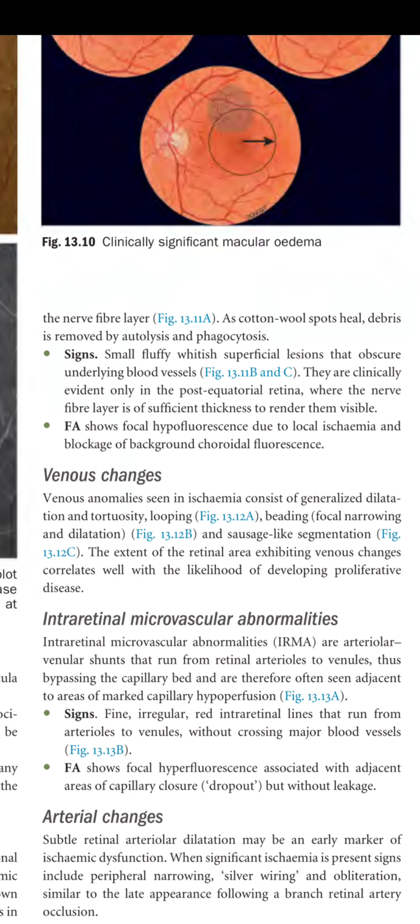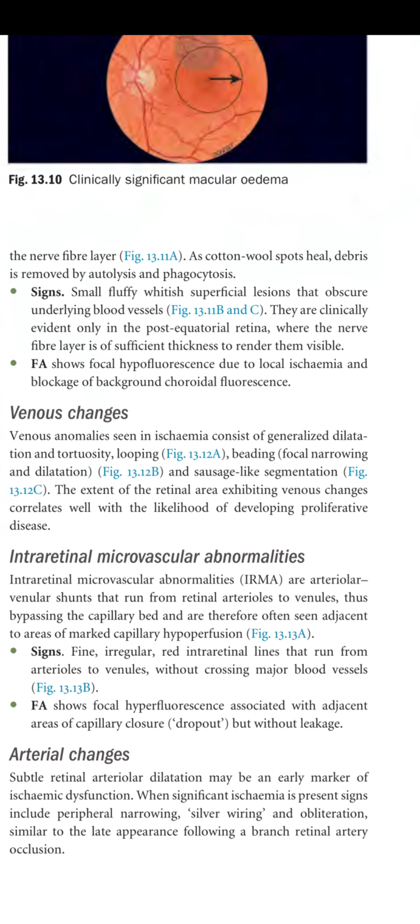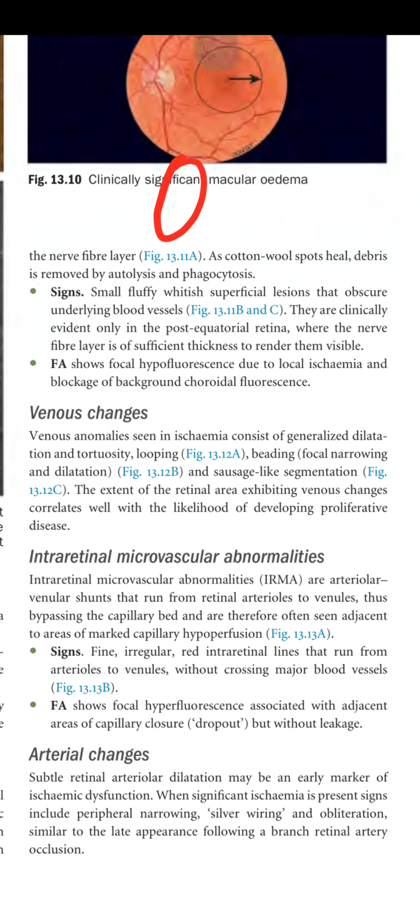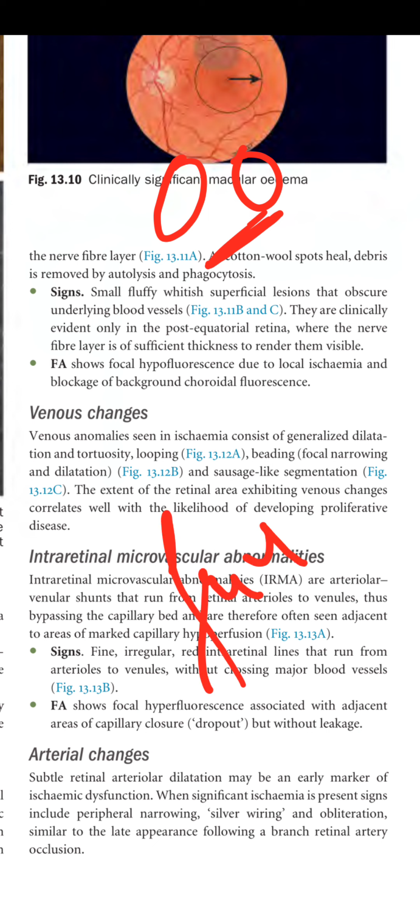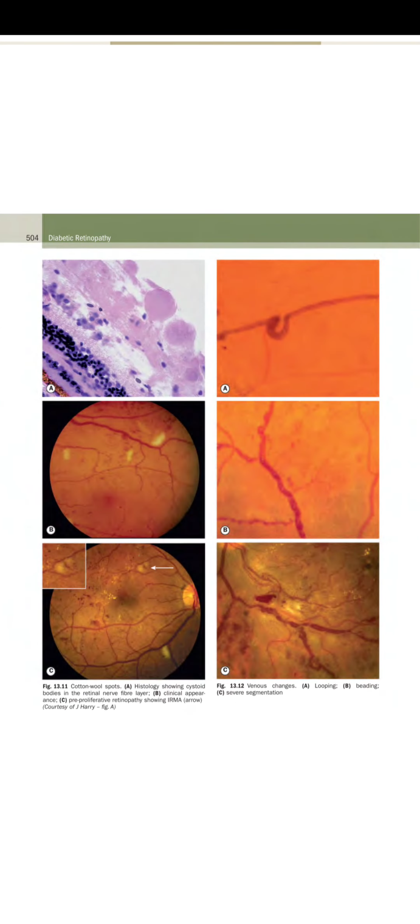Small, fluffy, whitish superficial lesion that obscures underlying blood vessels. So there will be the fluffy lesion that will be obscuring the underlying blood vessels. They are clinically evident only in the post-equatorial retina, where the nerve fiber layer is of sufficient thickness to render them visible. Fluorescein angiography shows focal hypofluorescence due to local ischemia and the blockage of the background choroidal fluorescence. So there can be hypofluorescence occurring in a case of a cotton wool spot because there is a local ischemia and there is a blockage of a background choroidal fluorescence.